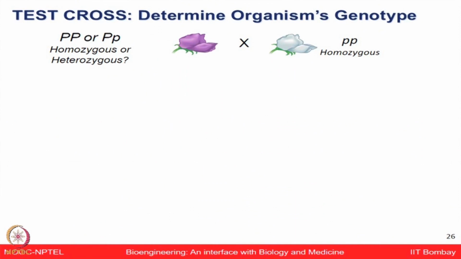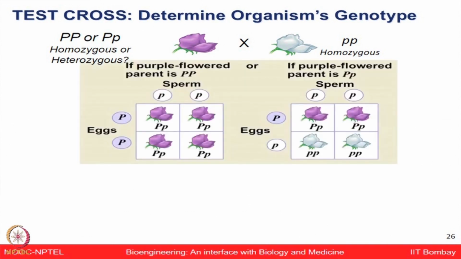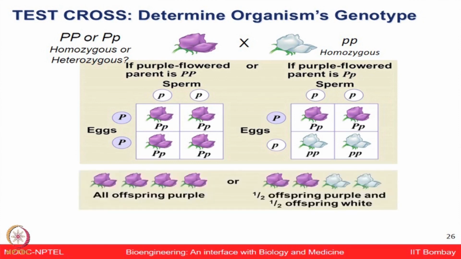And test cross, keep in mind, you are doing always with the homozygous recessive. Test cross is always done with the homozygous recessive characteristic. So in this case, with the two crosses which we just talked about, you have the possibility of capital P or capital P small p, and you are crossing with the homozygous recessive characteristic of small p. Either all offspring were purple colored, or 50% of them were purple and 50% of them were white colored.